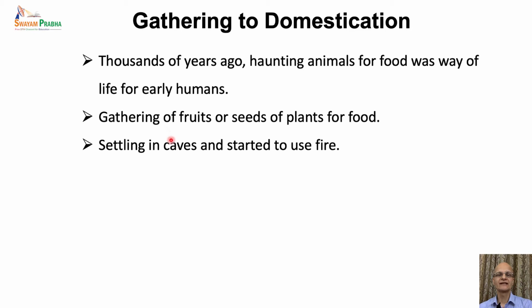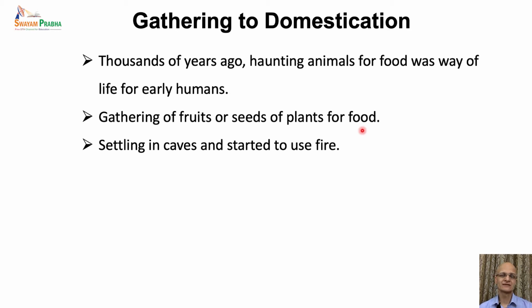Slowly, they started to gather fruits or seeds from the plants for food, and probably learned the concept of storage for later use. Wild fruits, grains, etc., were collected for eating somewhere about 100,000 years ago, or maybe long before that. It is very difficult to determine the exact time when humans were gathering these fruits and seeds for food purposes.